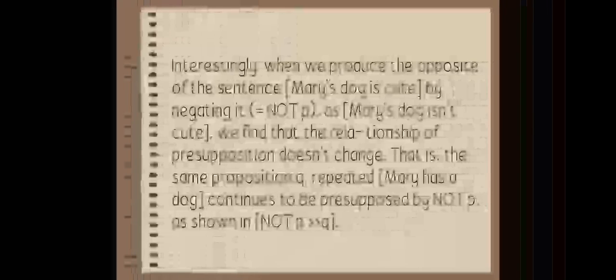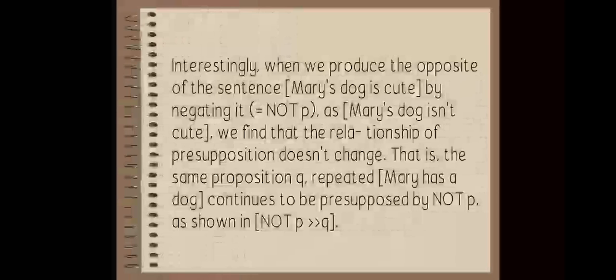And interestingly, when we project the opposite of the sentence "Mary's dog is cute" by negating it, not P, as "Mary's dog isn't cute", we find that the relationship of presupposition doesn't change. That is, the same proposition Q, "Mary has a dog", continues to be presupposed by not P, as so in the text you can see.